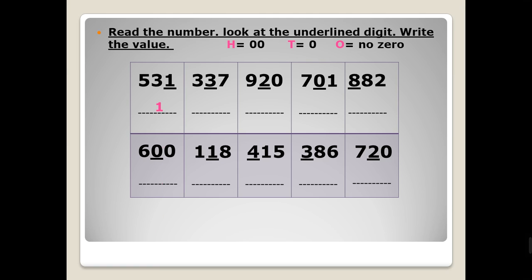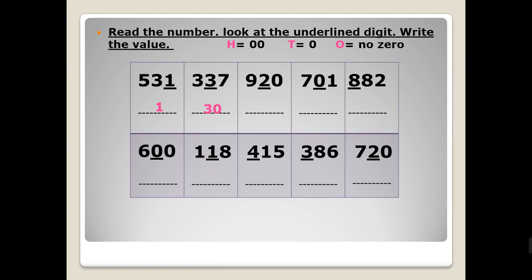Then 337. The underlined digit 3. 3 is in tens place. So I will put 1 zero in front of 3. We will write 3, then put 0, okay? Also, I read 330. I said 30. So the value of 3 is 30.